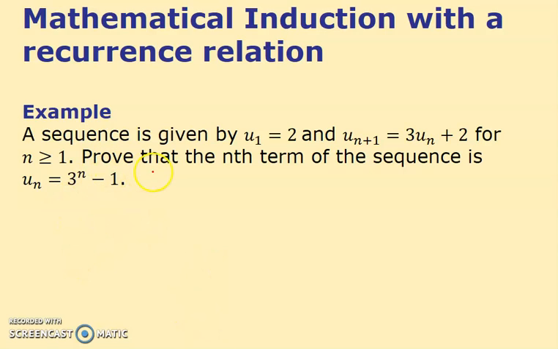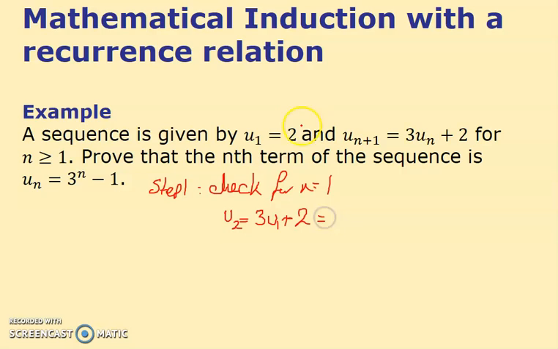Second question, so a sequence is given by u1 equals 2 and u n plus 1 equals 3 u n plus 2. Prove that the nth term for the sequence is u n equals 3 to the n minus 1. Okay, so first of all, step 1, I need to check for n equals 1. If I go to my rule, it says that u2 will be 3 lots of u1 plus 2, and I know that u1 is 2. So that's 3 lots of 2 plus 2, which is 8. Now, if I go over here, I've got this alternative way of looking at it. It says u2 will be 3 to the 2 minus 1, which is 9 minus 1, which is 8. So step 1 is true.